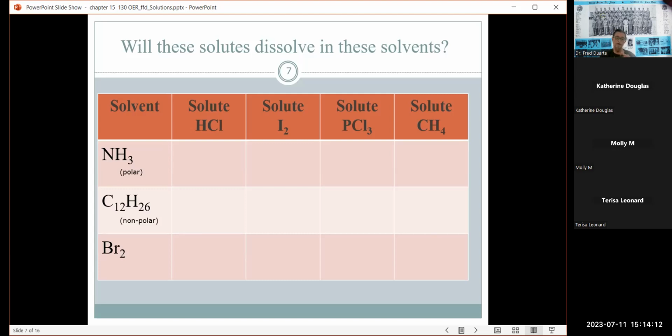Then we have Br2, which is diatomic, okay? And being diatomic, polar, nonpolar? You guys remember?